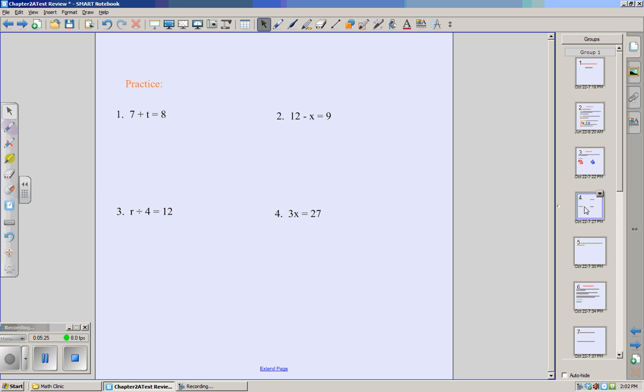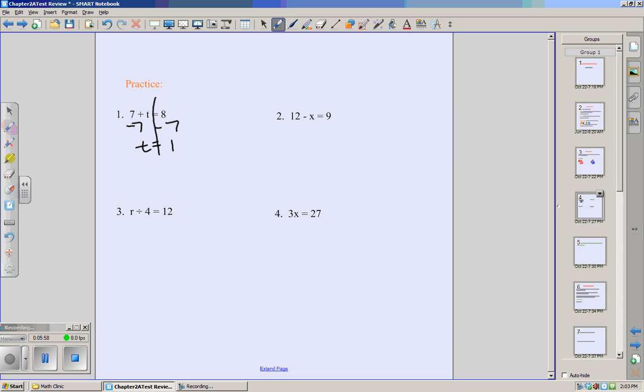Please pause your recording right now and practice one-step algebra by doing 1 through 4. All right, let's look at these together. I start by drawing my line down the middle. My goal is to get the variable by itself, which is t. I have 7 plus t equals 8. The opposite of plus 7 is subtract 7. Subtract 7, t equals 1.